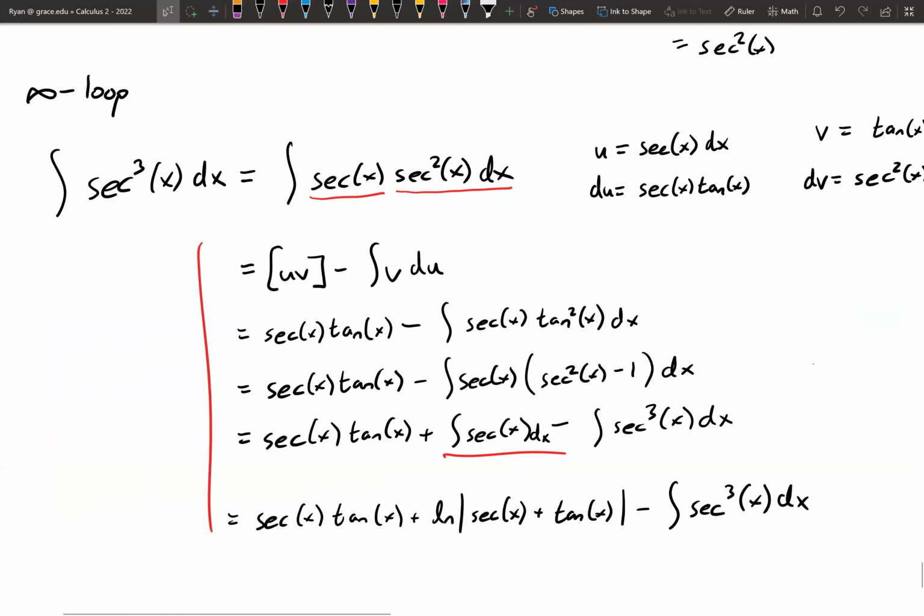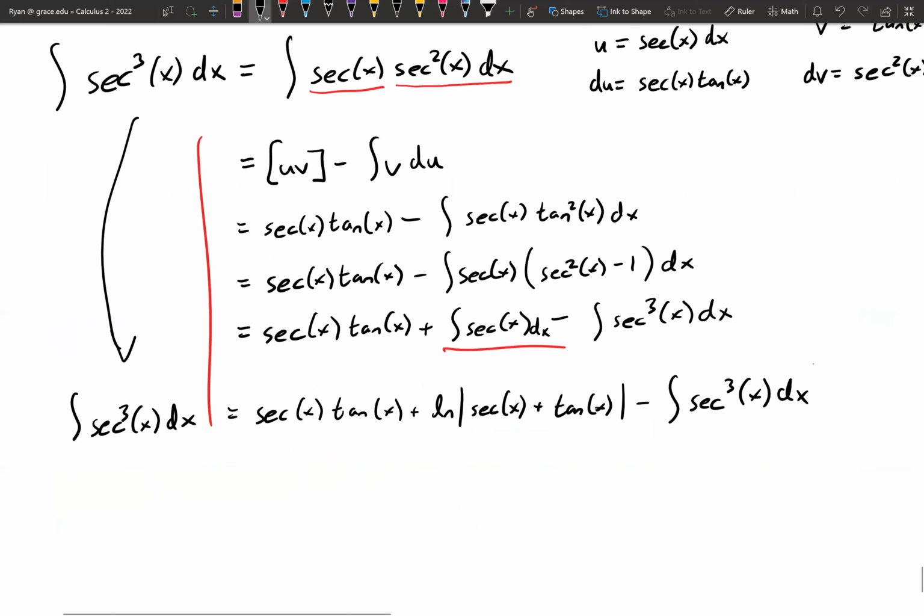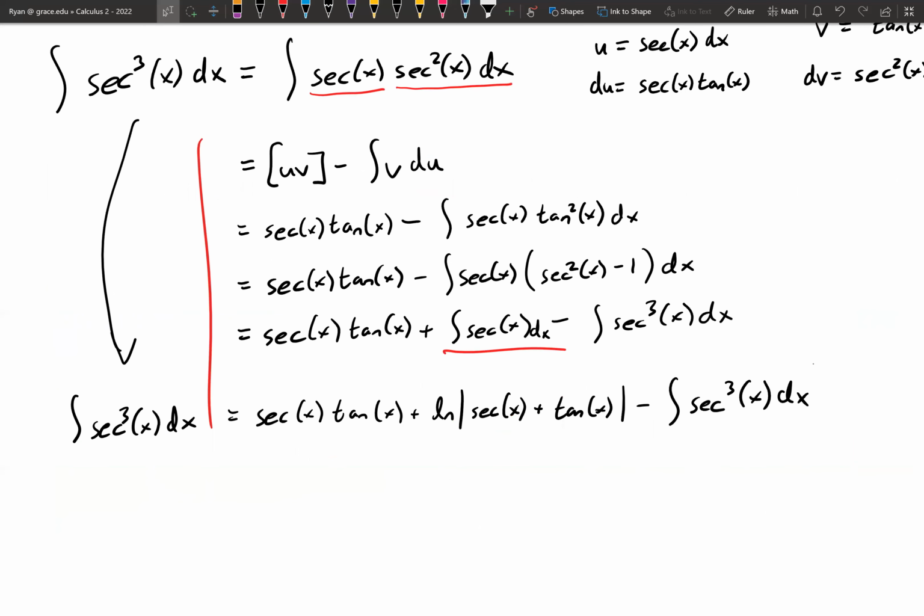So here's my problem. I started off with the integral of secant cubed, and I did all this work, and I got back to the integral of secant cubed. So at this point, maybe I should just throw up my hands and quit. But no, I can do this. This guy has been equal to everything. So rewrite it again. Then add the integral of secant cubed to both sides.